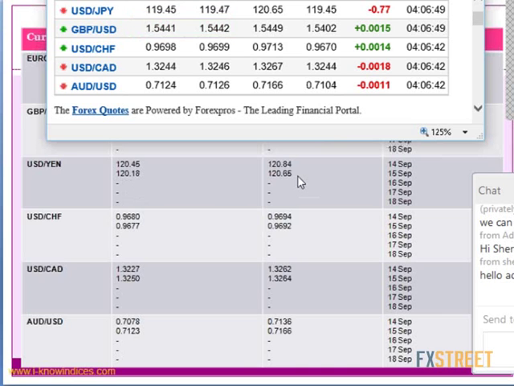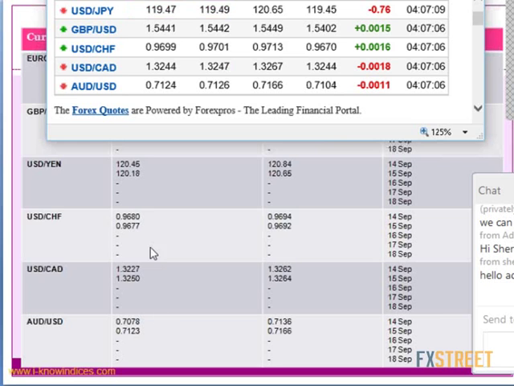120.65 is the high, which is intact. So we will watch how they are going to handle the new low. They have formed 119.45, and if they don't breach it for 30 minutes of our observation, then we will try to take a buy there.